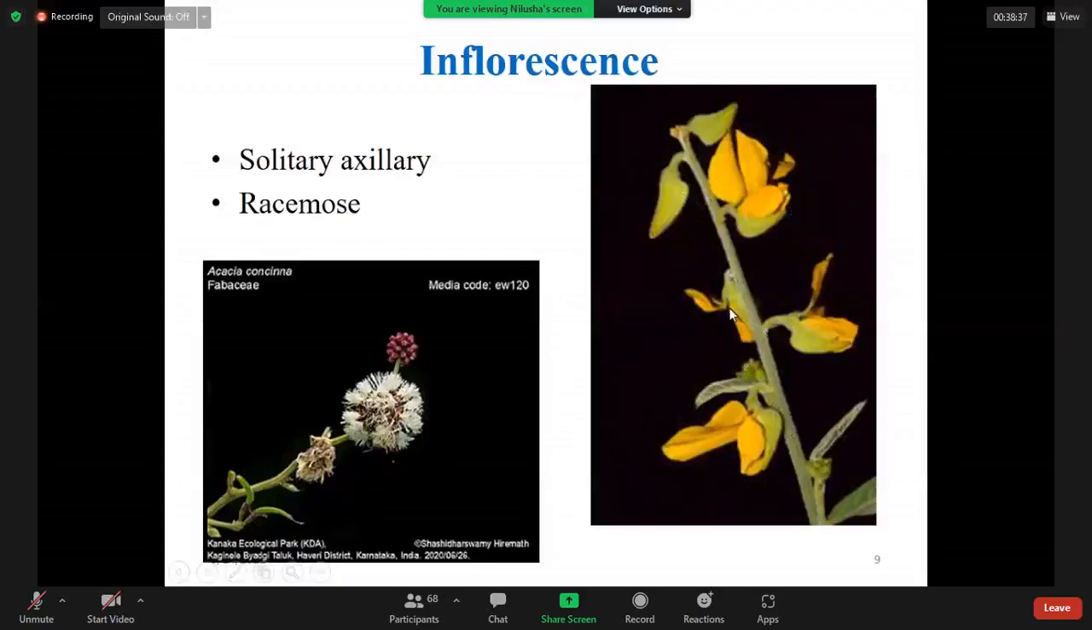The example is Crotalaria. Here, one unbranched axis. You can see this axis. On this one unbranched axis, a few flowers are attached with pedicels. Each pedicel attaches the flower to the axis. Only one unbranched axis. Is it clear for you all?